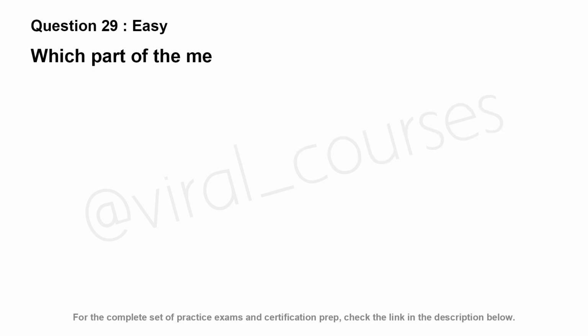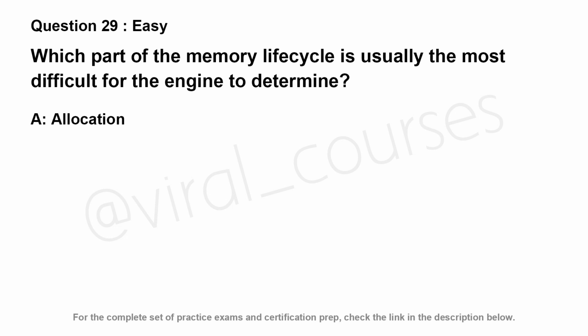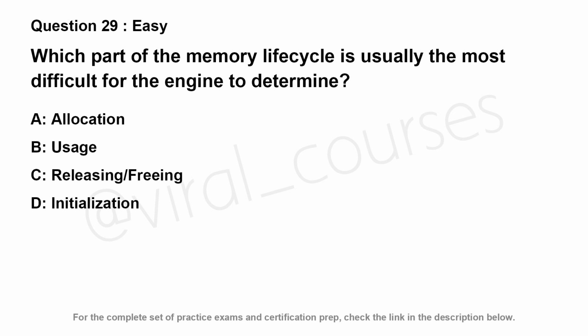Which part of the memory lifecycle is usually the most difficult for the engine to determine? Option A, allocation. Option B, usage. Option C, releasing, freeing. Option D, initialization.